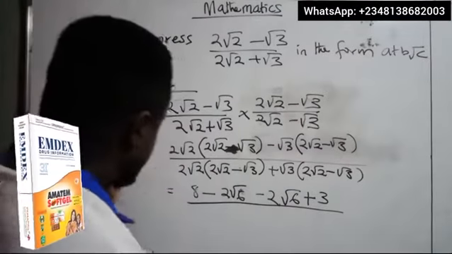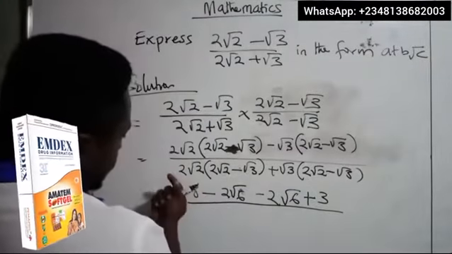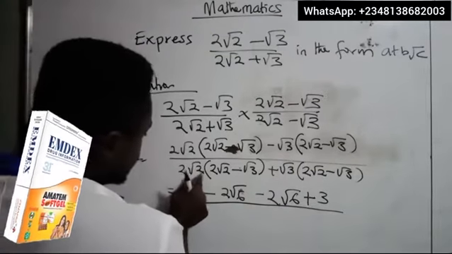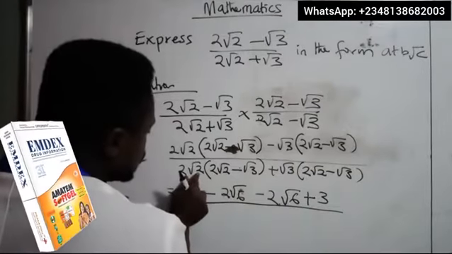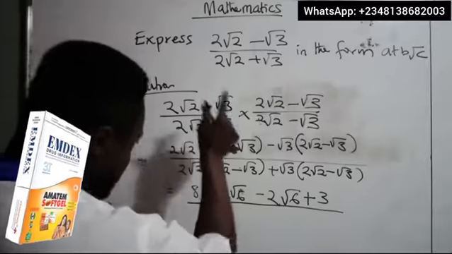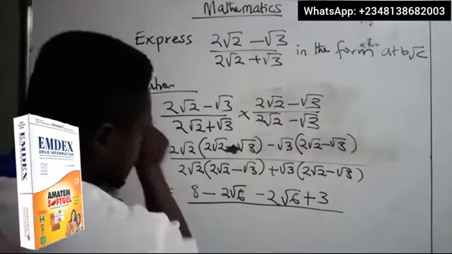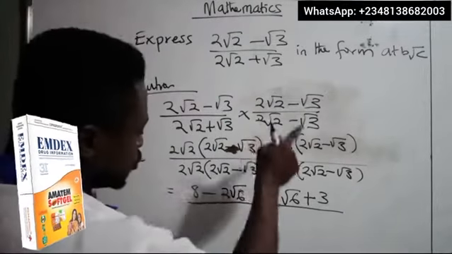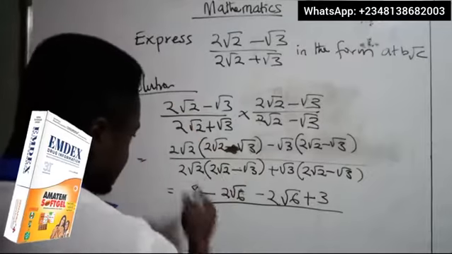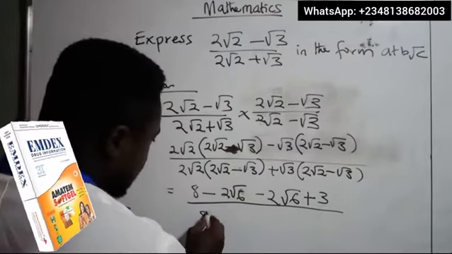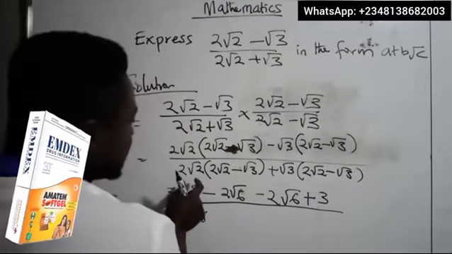Now let's do the same here. The same thing happens here. 2 root 2 times root 2 will still give you what? 8. Because 2 times 2 is 4, root 2 times root 2 is 2, and 2 times 4 is 8. So here is also what? 8.